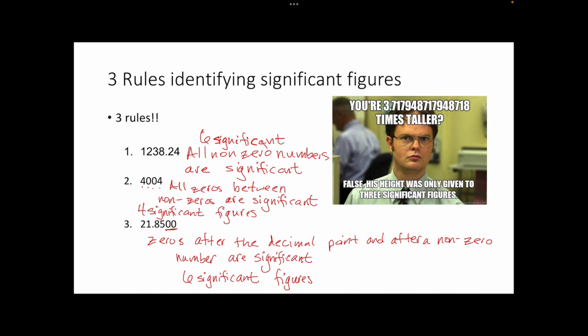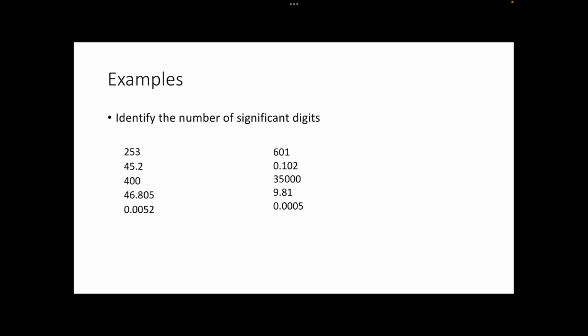All right, so those are the 3 rules. Those are the only 3 rules you need to remember to identify significant figures. So let's go ahead and practice. Let's look at these and identify the number of significant digits. If you want to practice, you can pause me right now and do this on your paper, and then unpause me and check.